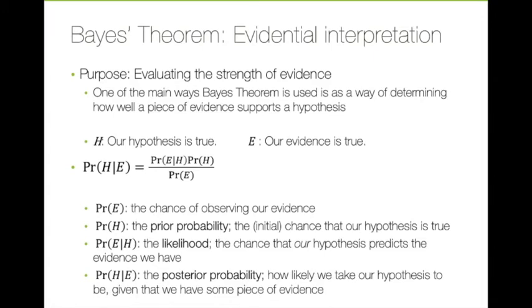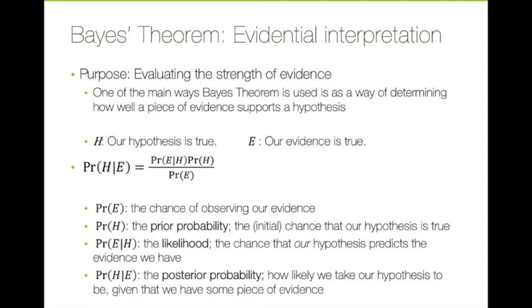What are we trying to determine? We're trying to determine the probability of H given E. That's on the left-hand side of the equation. This is called the posterior probability. Posterior in the sense of after we have the evidence. How likely is it that the hypothesis is true? So this value tells us how likely we should take our hypothesis to be on the condition that we have this piece of evidence E.